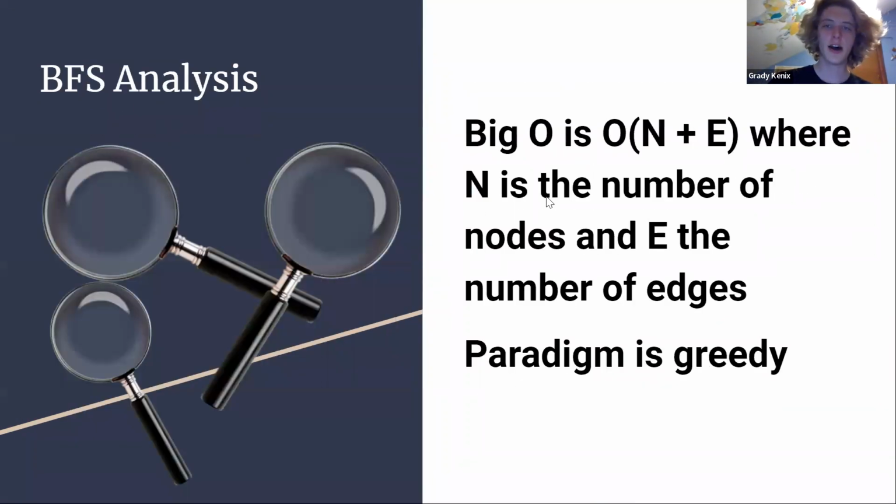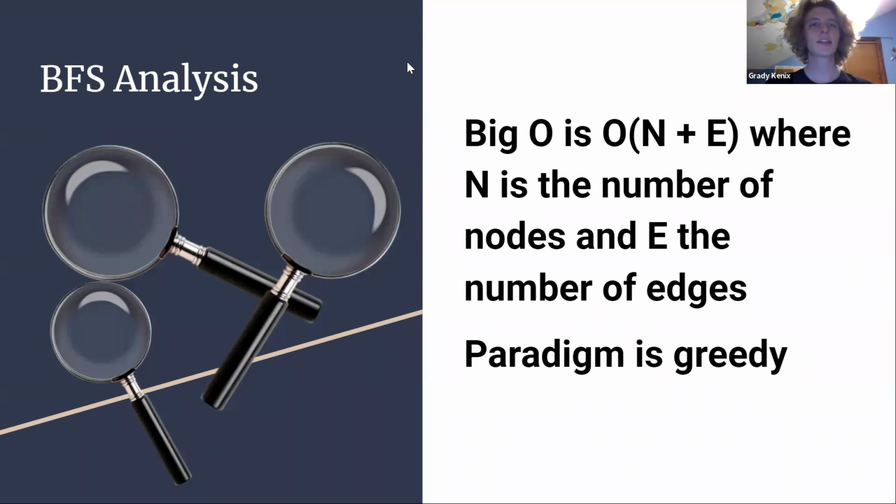And as for the big O, it is the number of nodes plus the number of edges. If you give a graph to the breadth first search and say, hey, I want you to find the tree in this graph that has all the shortest paths in it, and this graph has about n nodes and about e edges, then it'll take roughly n plus e steps. And the reason why is because it visits each edge roughly once, and it visits each node roughly once. And the paradigm is greedy.